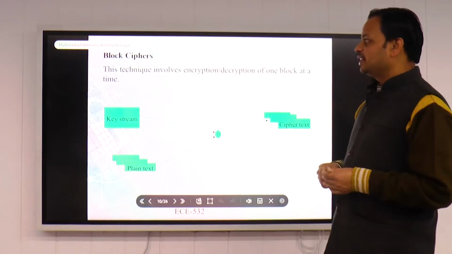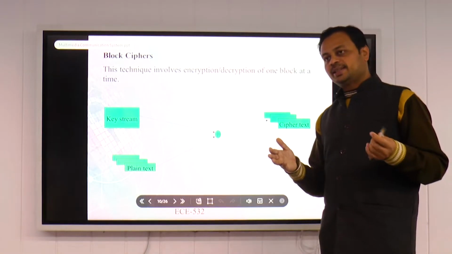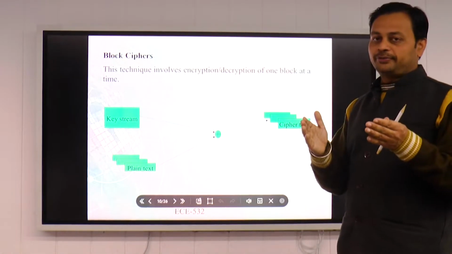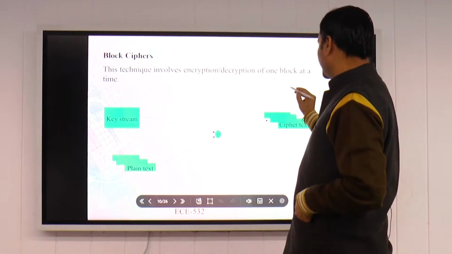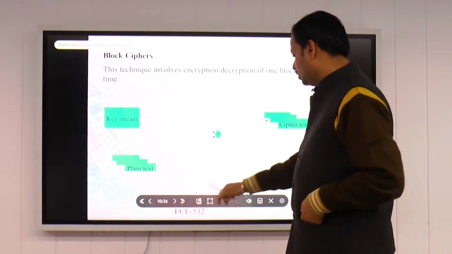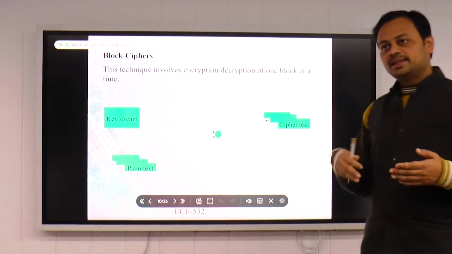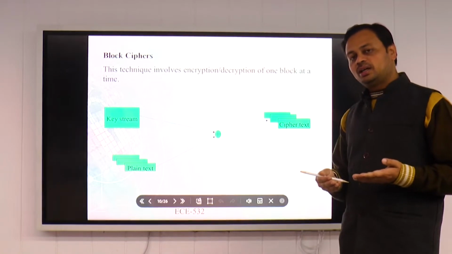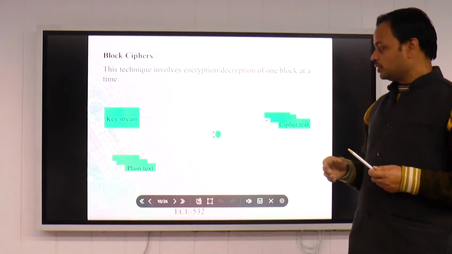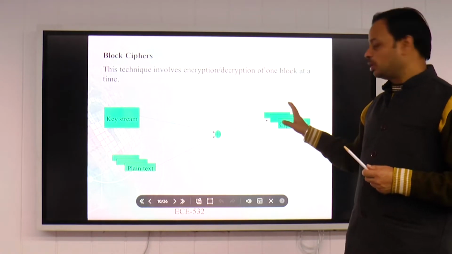Now the next type is block cipher. As the name itself suggests, it encrypts on a block of bits. Instead of one bit at a time, a block can be of size 4 bits, 6 bits, 8 bits, 64 bits, 32 bits and so on. So this is a block cipher.